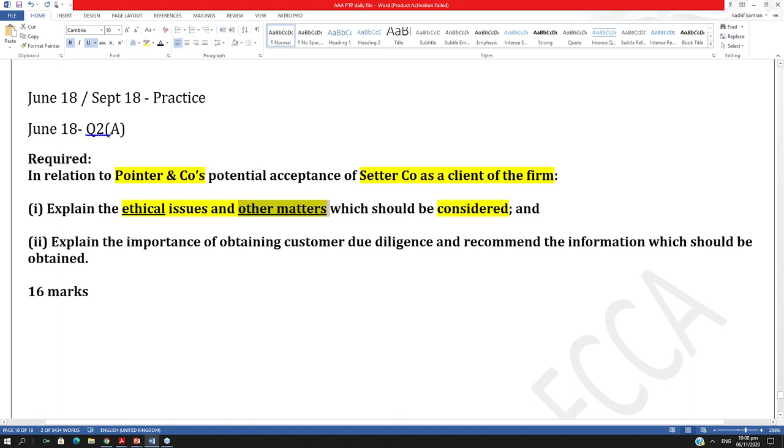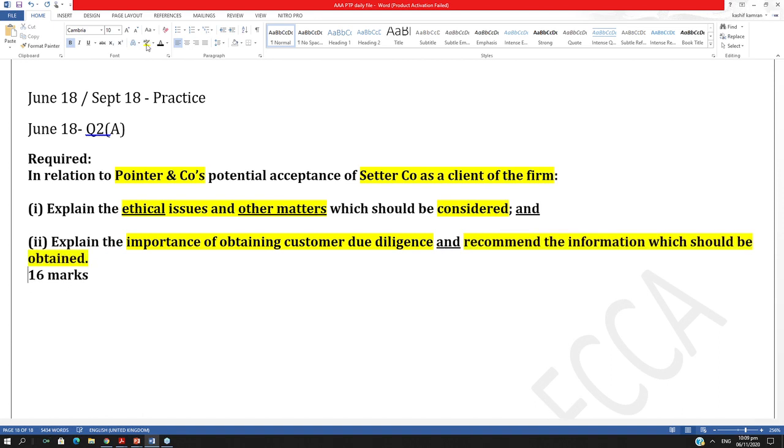In the second part, the examiner asks you, explain the importance of obtaining the customer due diligence. Explain the importance of obtaining the customer due diligence. And then the examiner said, and. I hope you can all see the and. There is one and here. And recommend the information that should be obtained. Recommend the information that should be obtained.